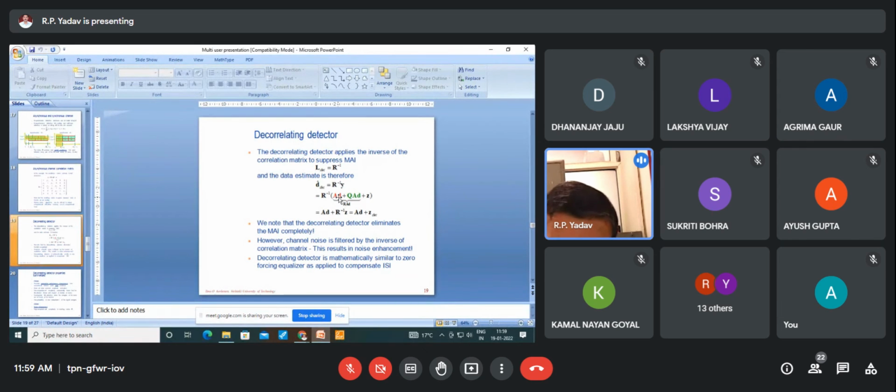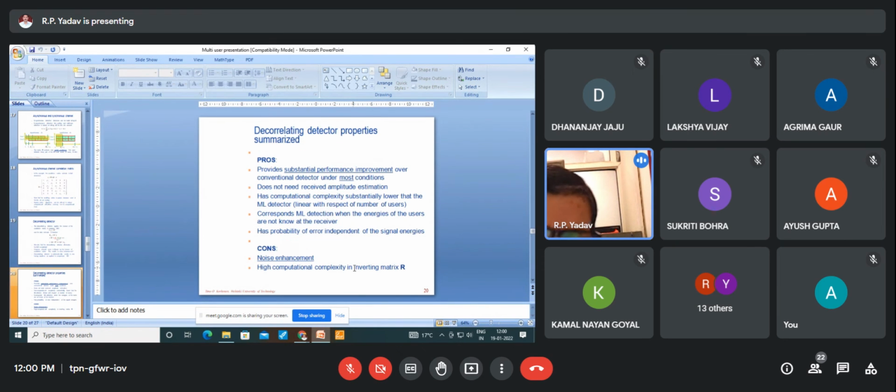The decorrelating detector is mathematically similar to the zero forcing equalizer. We have already talked about the zero forcing equalizer in one of our earlier lectures on transmission in band limited channels. Decorrelating properties. What are the properties of decorrelating?